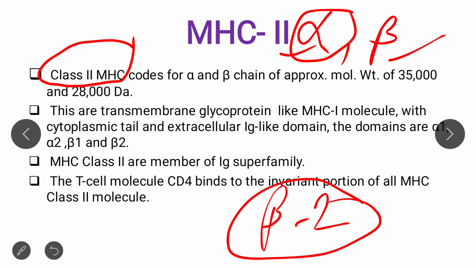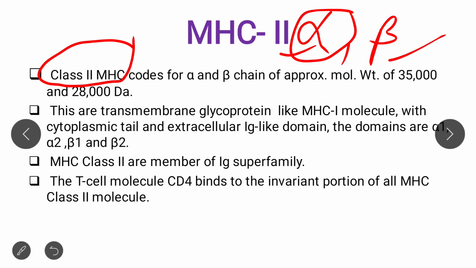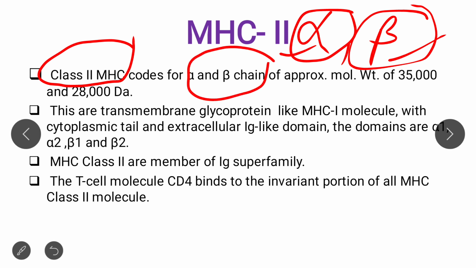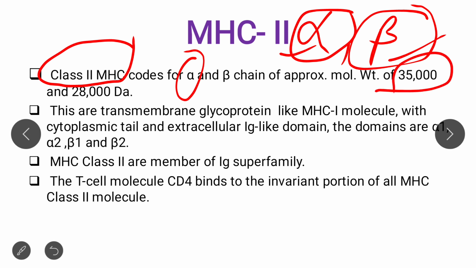invariant chain, which helps in association of Class I MHC with the cell membrane. Okay, that was about Class I MHC. But in Class II MHC, there are two types of chain present. One is alpha chain, one is beta chain. Both the chains have different molecular weight. Alpha chain has a molecular weight of about 35 kDa, that is 35,000 Dalton, while beta chain has about 28 kDa, that is 28,000 Dalton. So basically MHC class 2 molecule is made up of alpha 1, alpha 2, beta 1 and beta 2, that is alpha and beta chain.